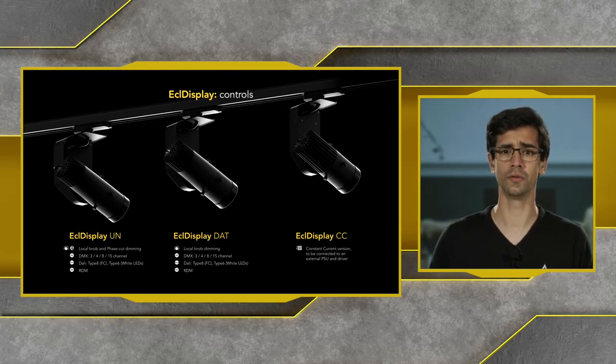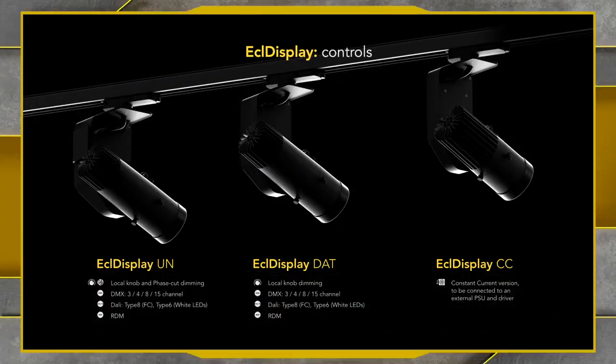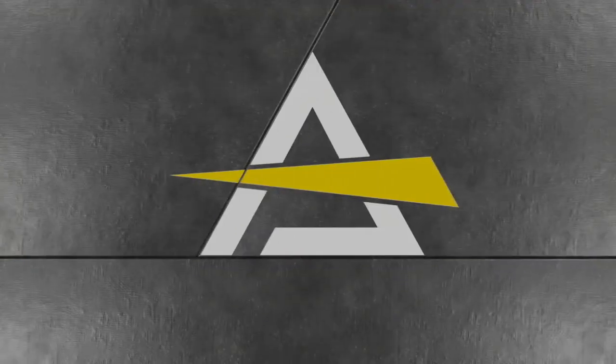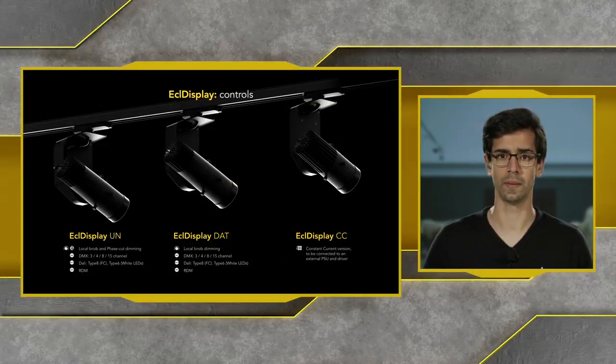In terms of the ways of controlling these units, as I said, we've got 3 different ways. We call them the ECL display UN, ECL display DAT, or ECL display CC. With the ECL display UN, we can use a local knob to control the dimming and the intensity of the unit, or we can use phase cut dimming to control that as well. We can also use the DMX protocol to control the dimming of these units.